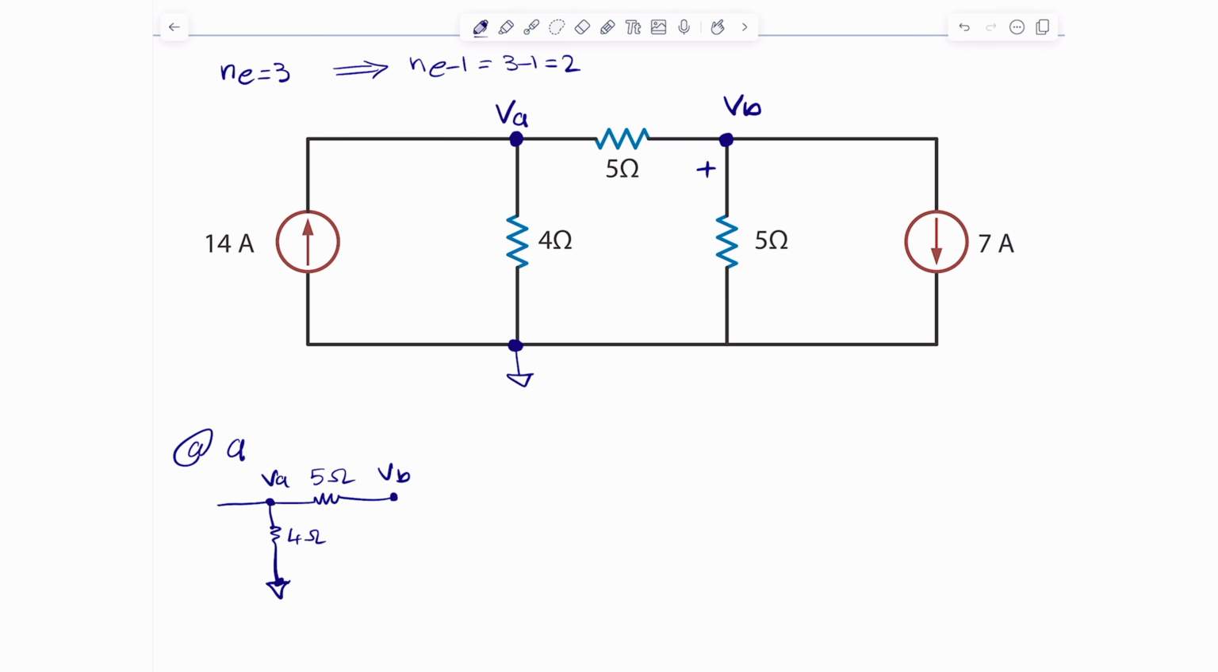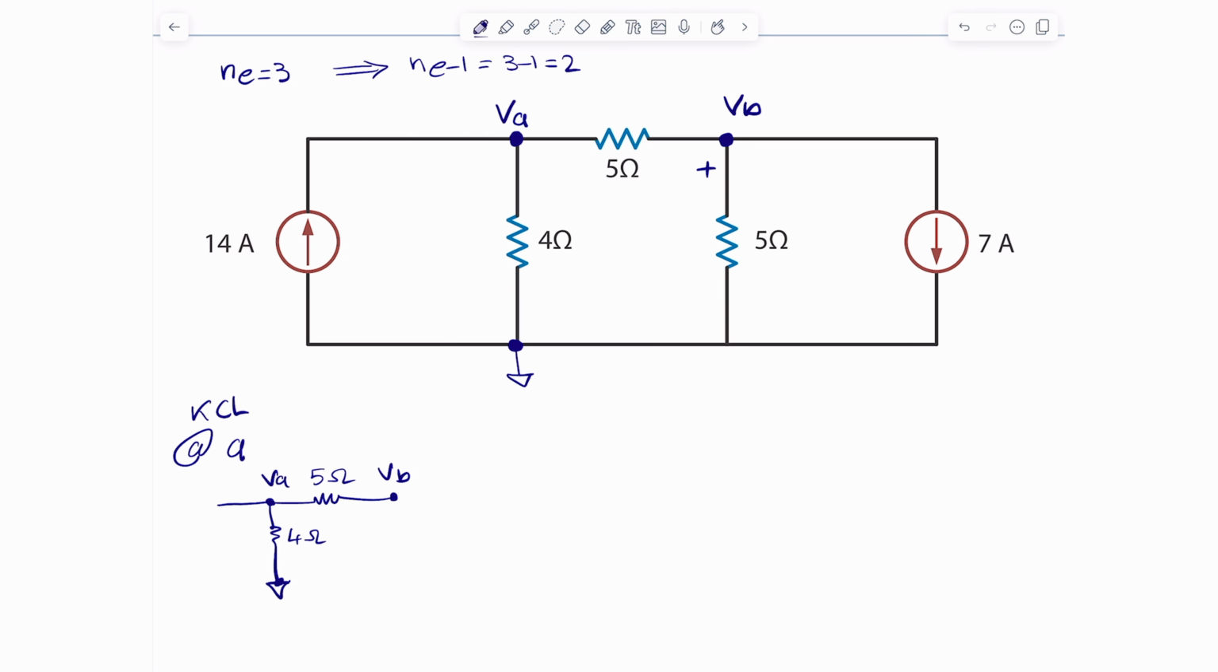Okay, so I just redrew this part of the circuit only, because I want to focus on this. The way that nodal analysis, or node voltage, works is by applying KCL at these nodes. So what we do is we apply KCL at these essential nodes.